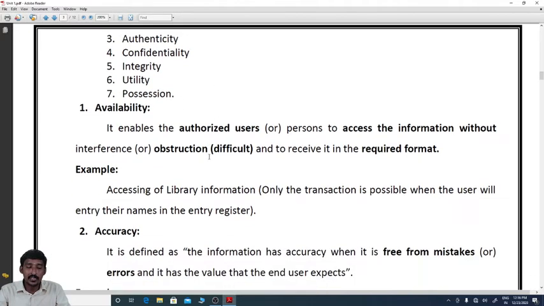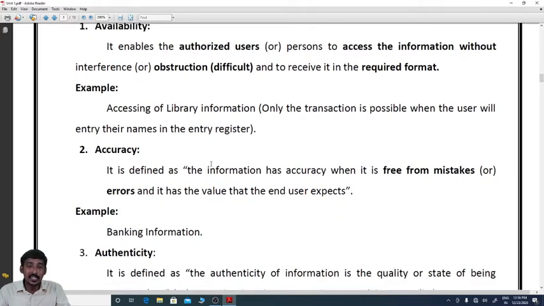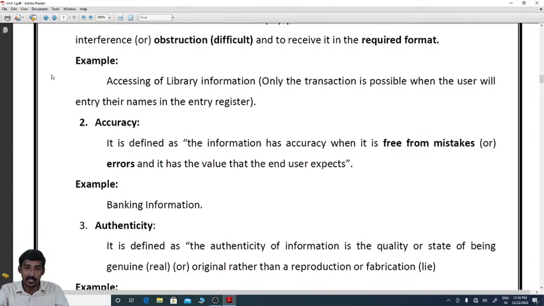Next is accuracy. Information has accuracy when it is free from mistakes. It means the information present on the secondary storage device has an accurate value, free from mistakes and errors. Those values play a major role and also provide value to the users who expect them. So every piece of information present in the organization must be accurate.